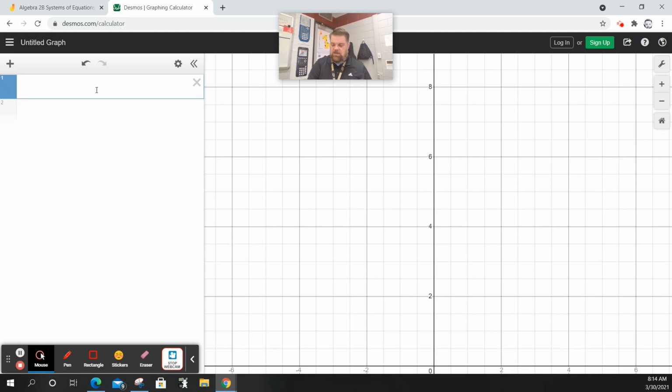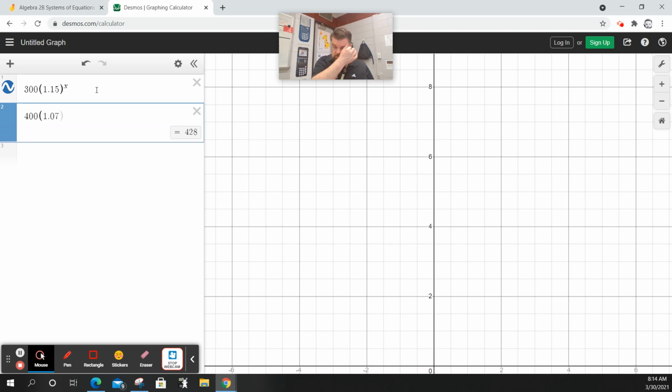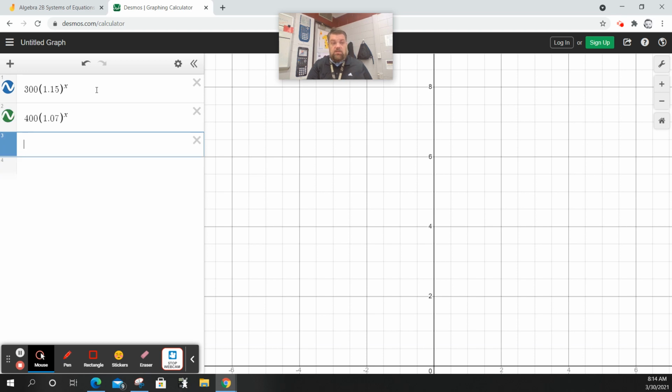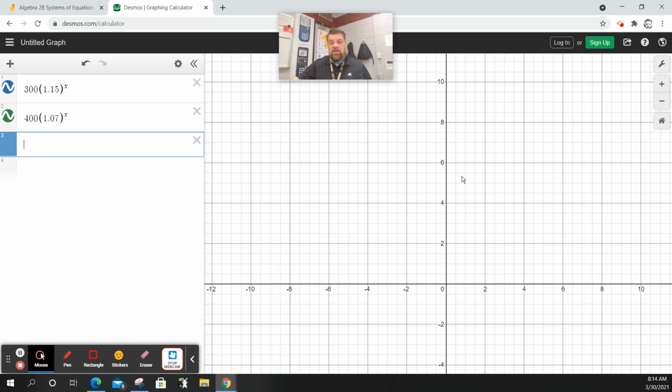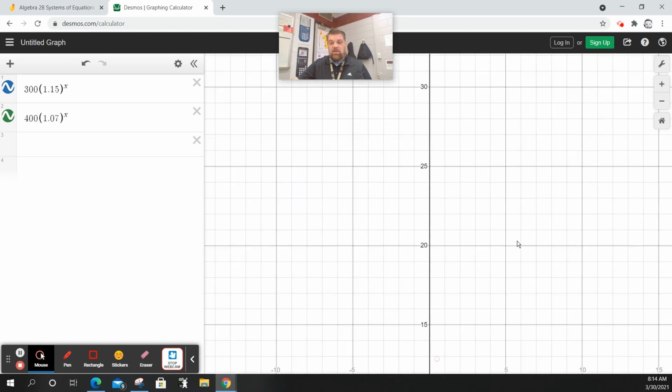And that is 300 times 1.15, close the parentheses, raised to the x. And then the other one is 400 times 1.07, close parentheses, raised to the x. And I've got to zoom way out because it's going to be way up here.